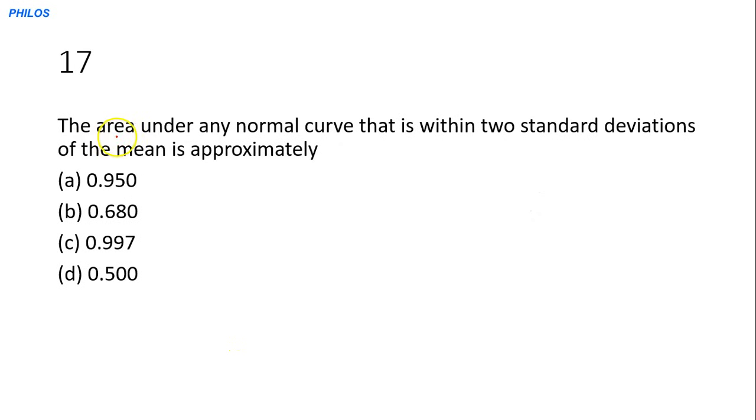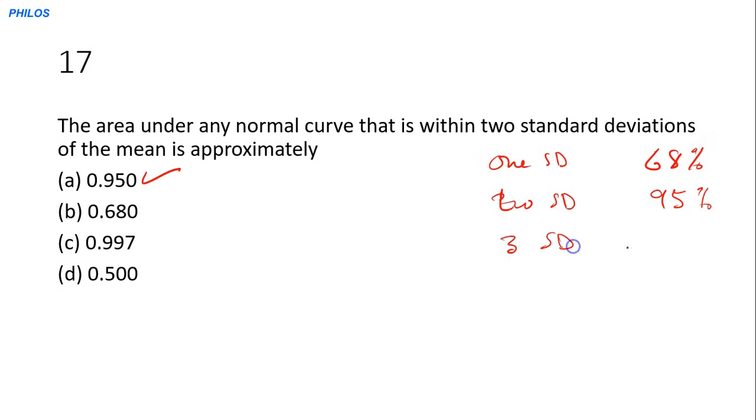Question 17 says, the area under any normal curve that is within 2 standard deviations of the mean is approximately, the correct answer is A. If the question says 1 standard deviation, then the answer will be 68%. If the question says 2 standard deviations, the answer is approximately 95%. If the question says 3 standard deviations, then the answer will be 99.7%. 99.7% is the same as 0.997. 95% is 0.950. So the answer is A, 2 standard deviations.